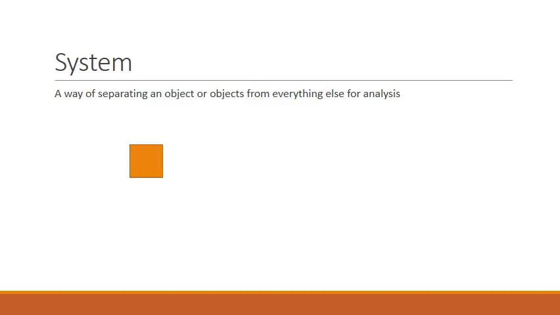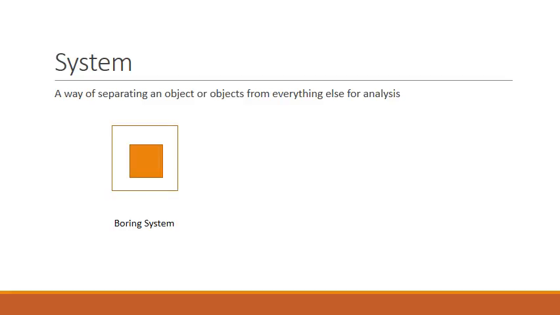So a system is basically a way of separating an object from everything else that's trying to touch it and interact with it. The way we show that an object is in a system is by drawing a box around it. So let's say we're interested in studying this orange box, which is not very interesting, but oh well. We're going to draw a box around that box, and we will call that our system.